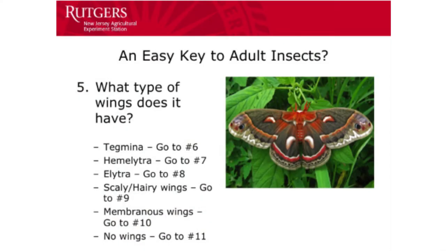Well, there are several different options here, and I'm going to go through each of these. First one I have here is, are they Tegmina? And probably nobody knows what that means, and I'm going to tell you. Do they have Hemelytra? Do they have elytra? Do they have scaly wings or hairy wings? Because sometimes the scales can be modified into what look like hairs. Does it have membranous wings, which basically means are they clear? Or do they have no wings at all? Because there are some insects that do not have wings as adults. Okay, and so we need to know that here as well.